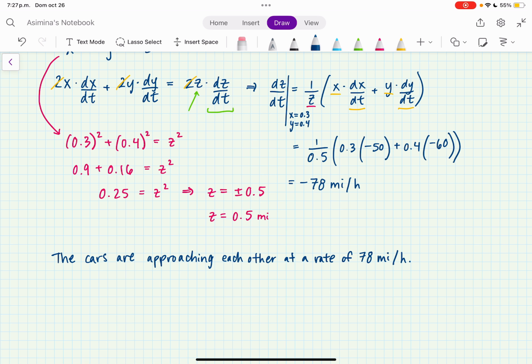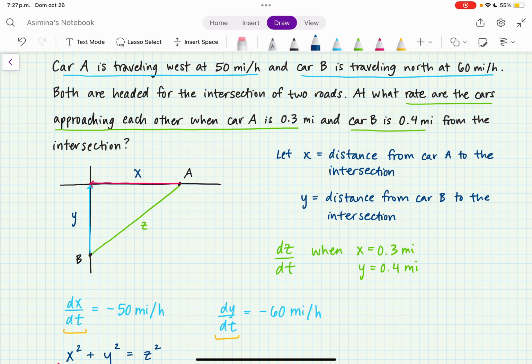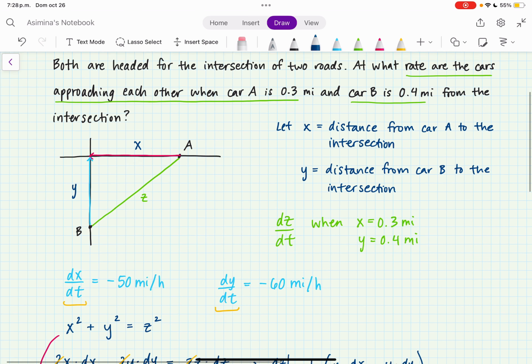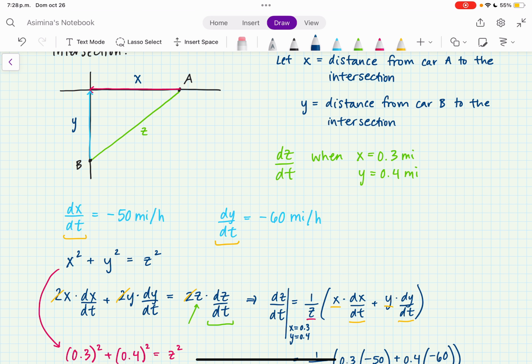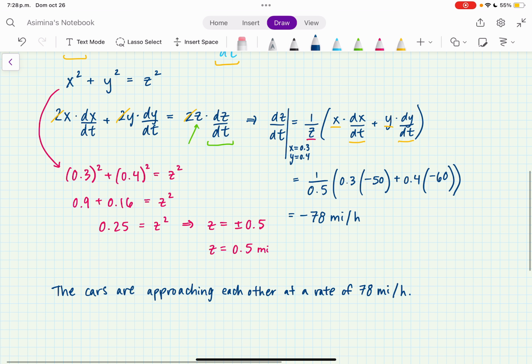So let's do a quick recap of what we did. First, we drew a diagram to understand the situation, and then we labeled two variables that we know, the distance between A and the intersection and the distance between B and the intersection. Then we figured out what it is we're trying to solve for, which is the rate of change of the distance between the two cars as they approach the intersection. We then came up with an equation that relates all three variables, and then we differentiated both sides with respect to t, and then we used the information we were given to solve for the information we wanted to find. And this is our final answer.